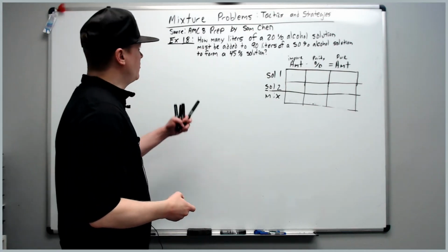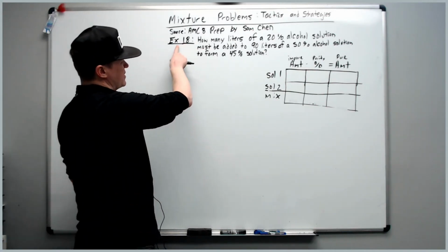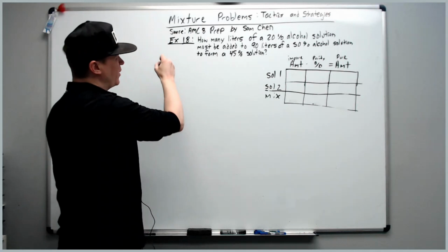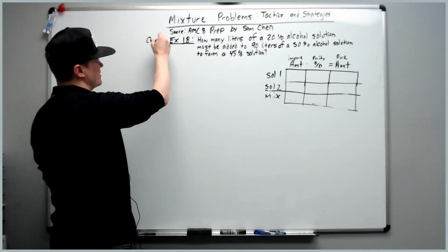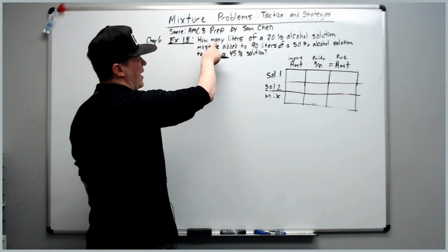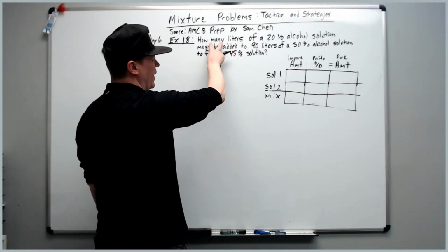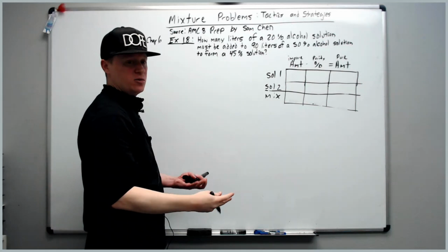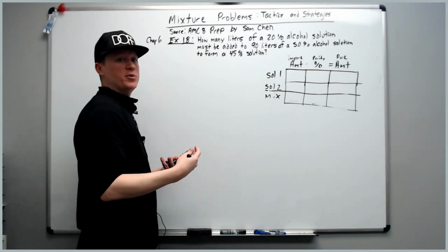Okay, so continuing on. This is example 18. By the way, this is from chapter 6 of his text, Sam Chen's book. How many liters? So right away, how many liters? Do we know? We don't know. How many? We have to put a variable.